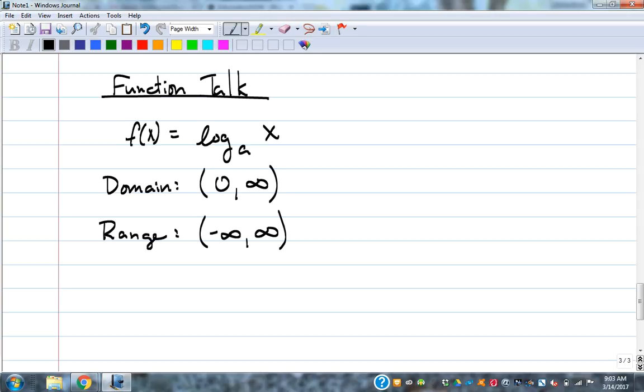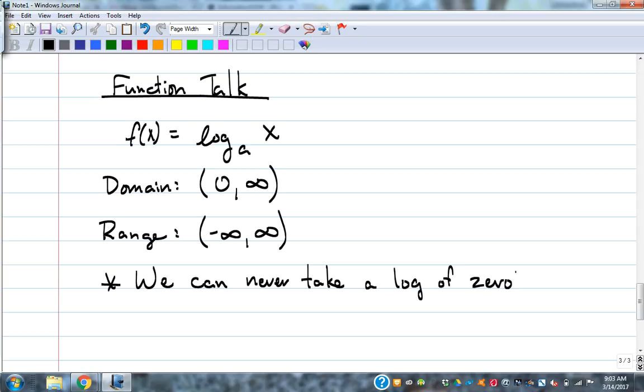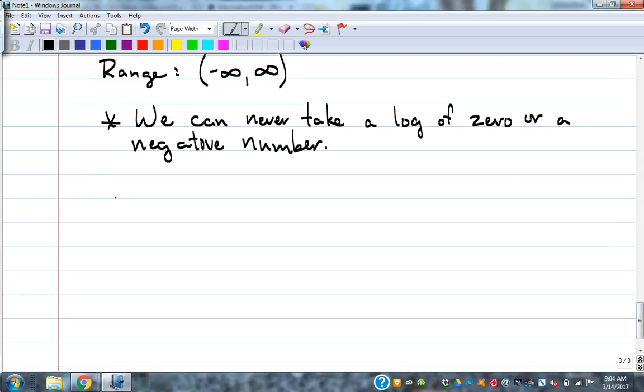All right. So maybe we need to write that down. We can never take a log of 0 or a negative number. That's very important, quite important when we're talking about solving later on. So first thing we're going to do, talk about functions. So we're going to state the domain and range.